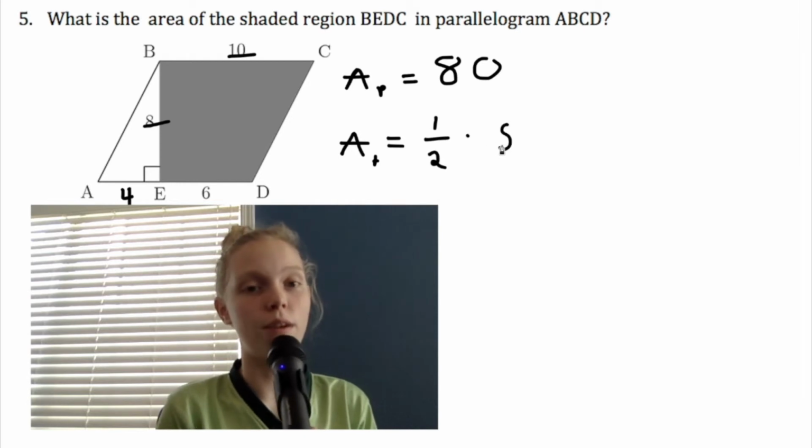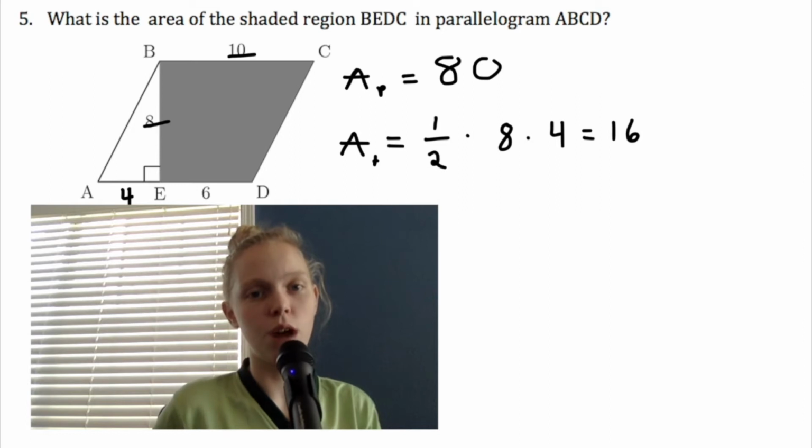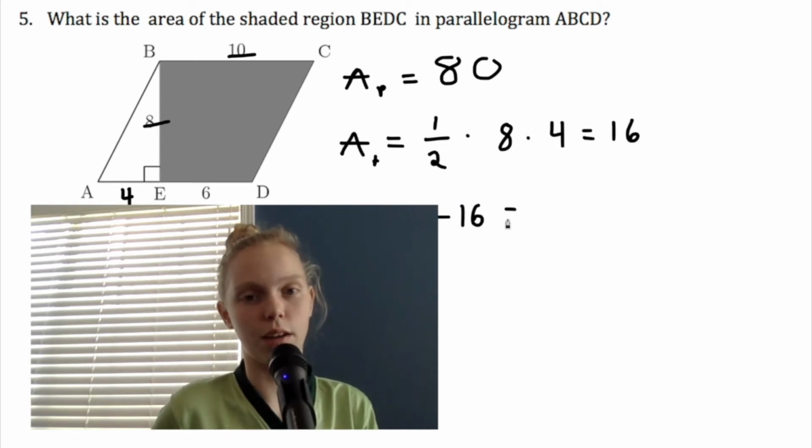So 1/2 times base times height is going to equal 16. Now all we have to do is subtract the area of the triangle from the area of the parallelogram. We have to subtract the white triangle's area from it, and we're going to get the area of the shaded region, which is 64.